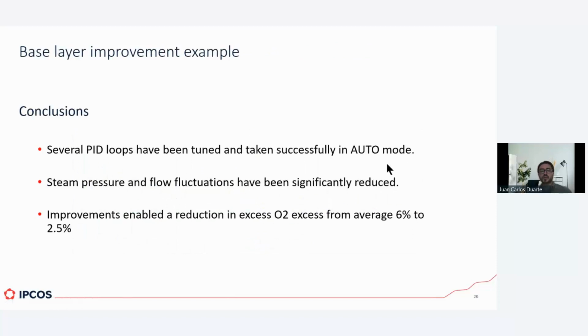So, conclusion: several loops were tuned and taken successfully into auto mode. The steam pressure and the flow fluctuation were significantly reduced, and improvements, of course, associated with reducing the excess oxygen from an average of 6% to 2.5% were achieved. Again, this is energy savings.